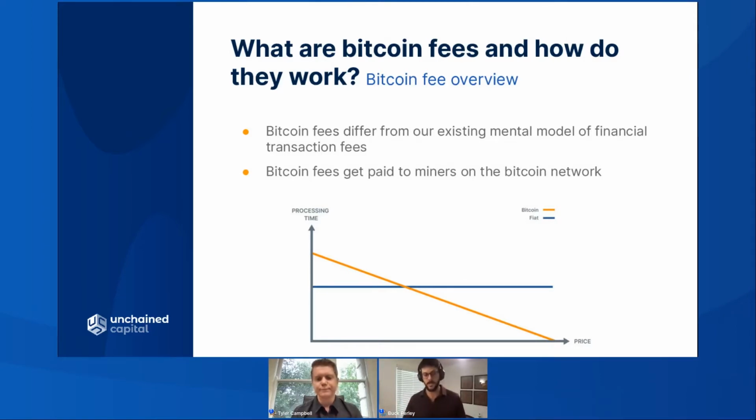If you want your transaction to process quickly, for example, if you're trying to top up your collateral for a loan because you don't want to get margin called because of price movements, you will pay a higher transaction fee to get that transaction into your collateral address faster.